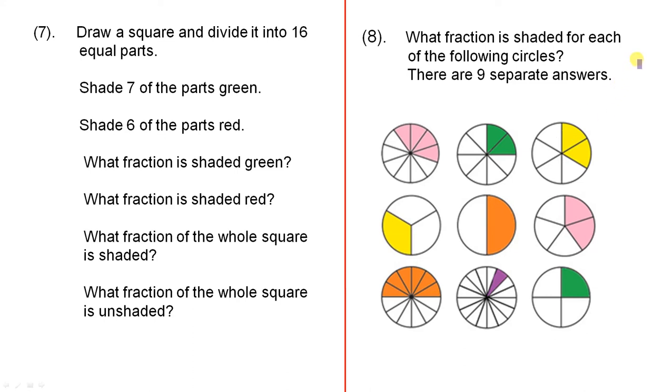And the last one. Now here we have 9 separate circles, and they've just been divided into different parts, as you can see. The important thing to note is that all of the parts are equal. So there are 9 of them here. So the question says, what fraction is shaded for each of the following circles? There are 9 separate answers. So look at this circle, for example, and write the fraction which is shaded. And you just go along and do that for each of the circles. And that's why you have 9 separate answers.